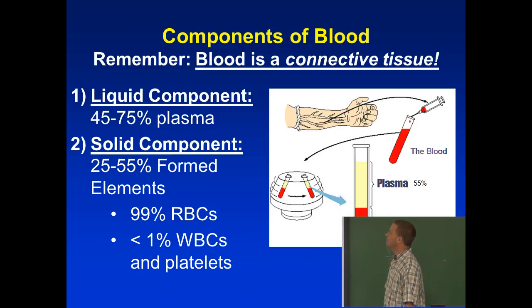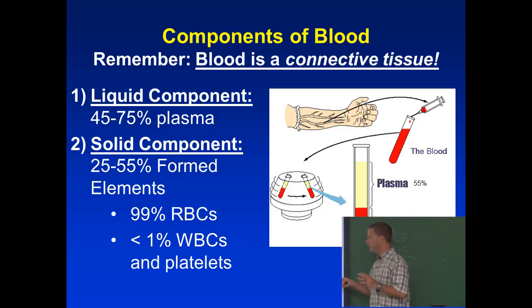All right, so blood is a connective tissue. The proportion of plasma to cells differs depending on species and also sex. In general, the liquid component is about 50 to 60%. There's a wide range. It just depends on the species. And then the cellular component is anywhere between 25 to 55%. Differences between dogs, cats, and also livestock animals.